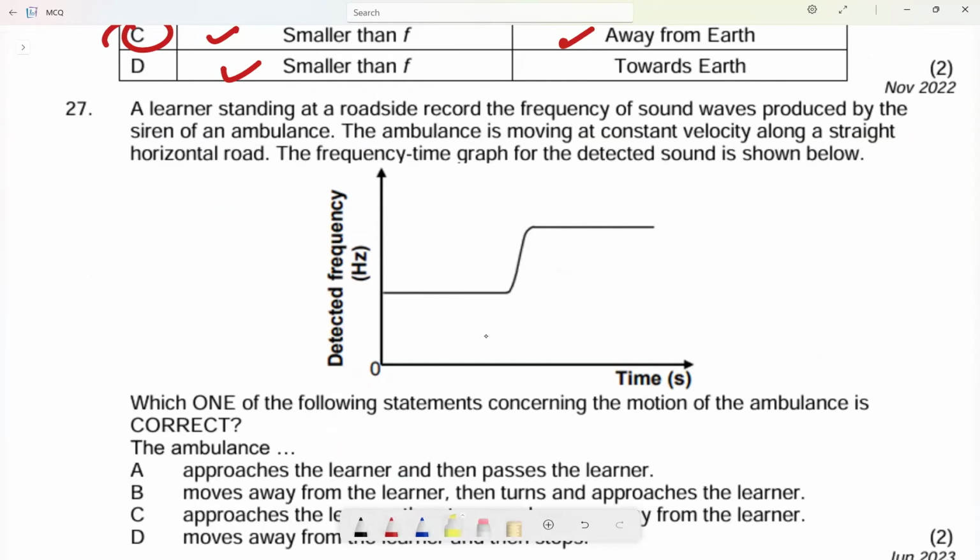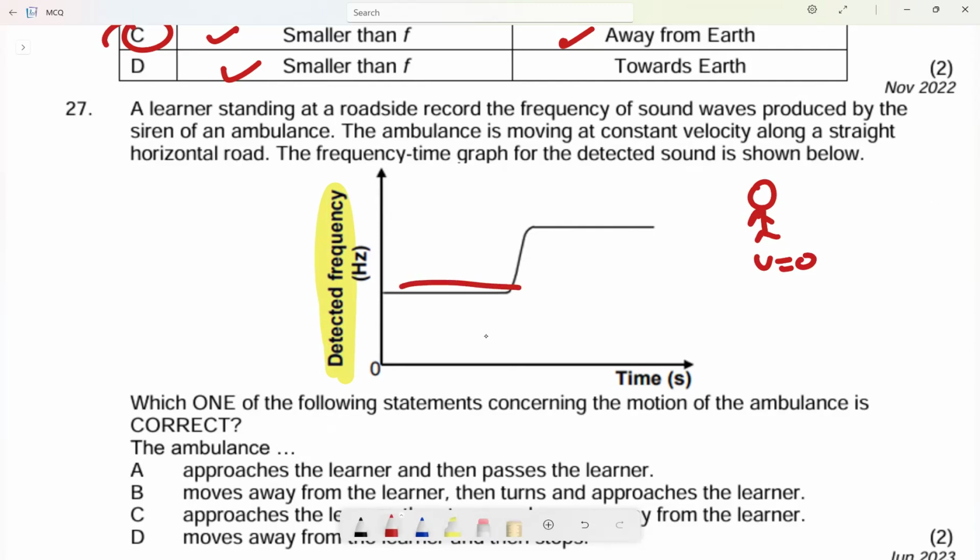Number 27. A learner standing at a roadside records the frequency of sound waves produced by the siren of an ambulance. So now this is the detected frequency. The learner is stationary, velocity is equal to 0, and is measuring the sound waves produced by the siren of an ambulance. The ambulance is moving at a constant velocity along a straight horizontal road. The frequency-time graph of the detected frequency is shown below.